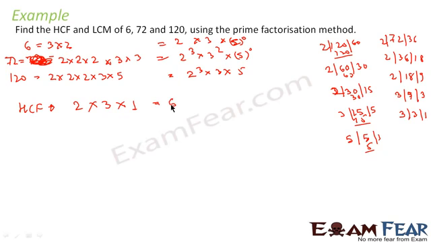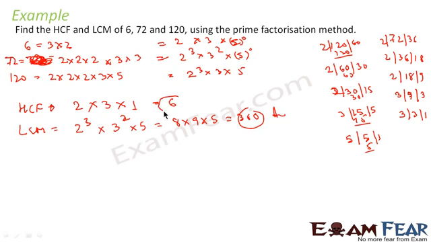Similarly for LCM, we'll take the maximum powers. Here the maximum power of 2 is 2 to the power 3, right? For 3, the maximum power is 3 to the power 2, and for 5 the maximum power is 5 to the power 1. So that is the answer. This becomes 8 into 9 into 5, that is 360. So our LCM is 360 and HCF is 6.